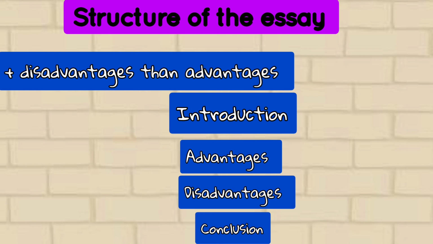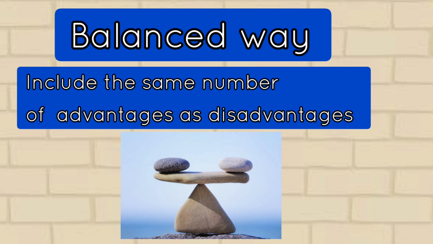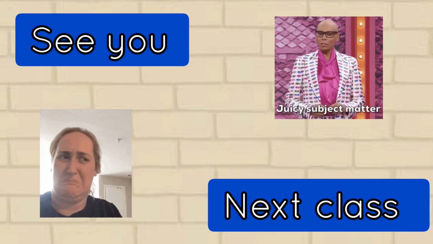Finally, it is important to mention that you have to respect the balanced way of writing in this type of essay. For example, if you include 2 advantages, you have also to include 2 disadvantages. You cannot write more advantages than disadvantages or all the other way around. You have to include the same number of advantages as disadvantages.